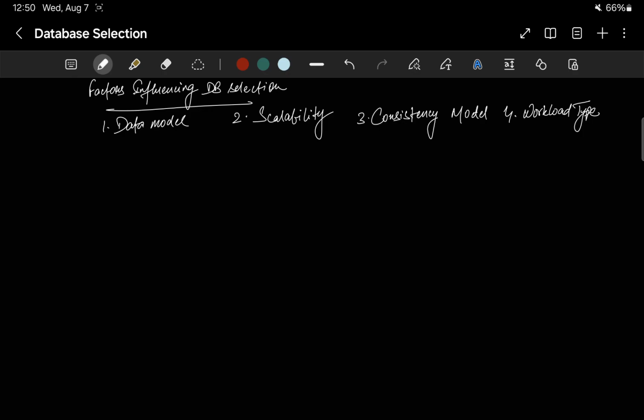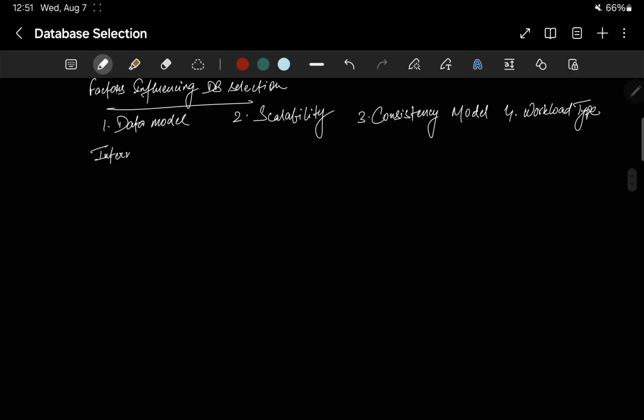Now let's see the internal implementations of the database and how it affects the performance. So first is storage engine.